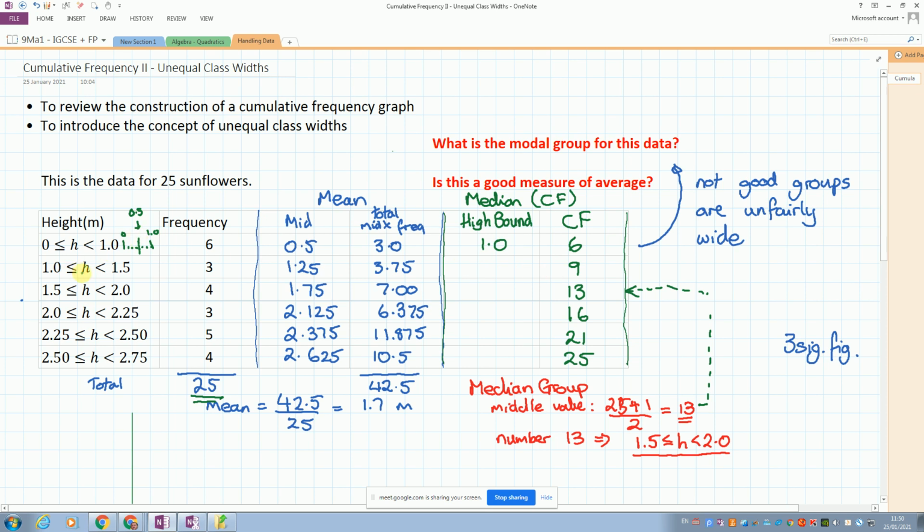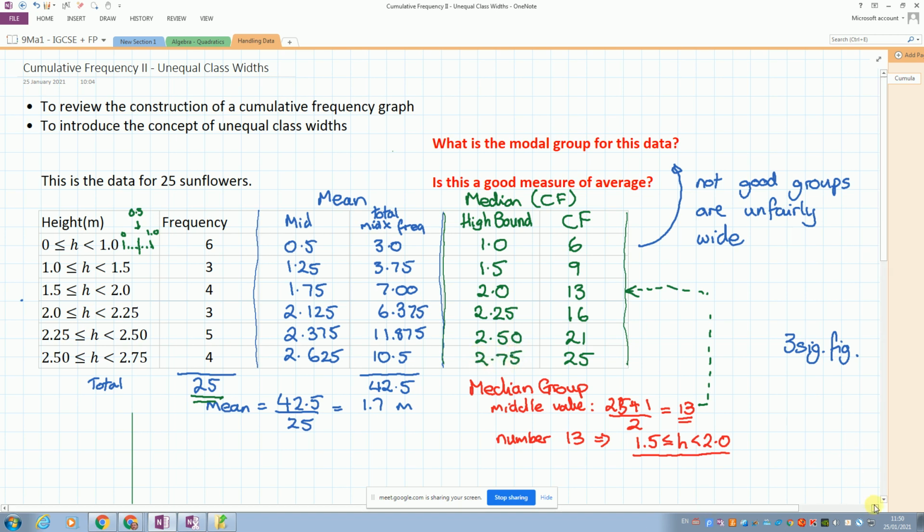Next one. When have I gone past 9 sunflowers in total? Only when I get to 1.5. I've only gone past 13 when I get to 2.0. And 2.25, 2.50, and 2.75.